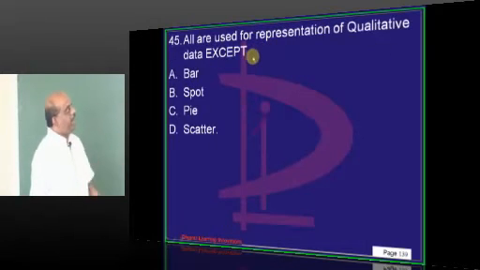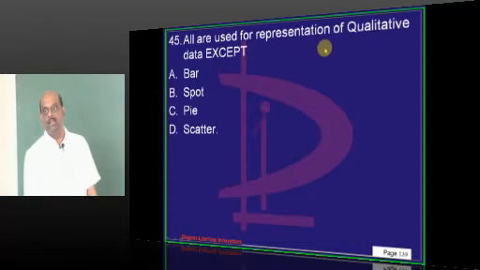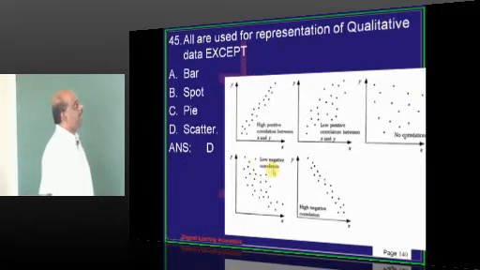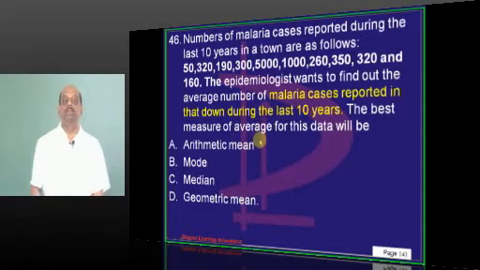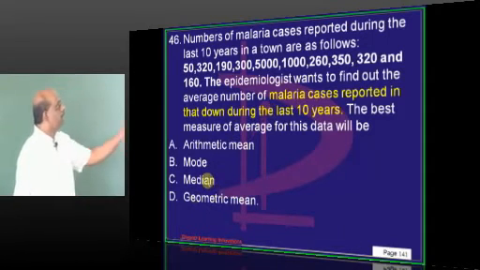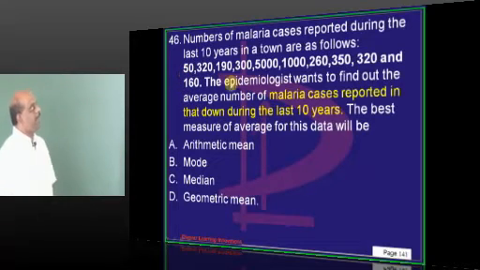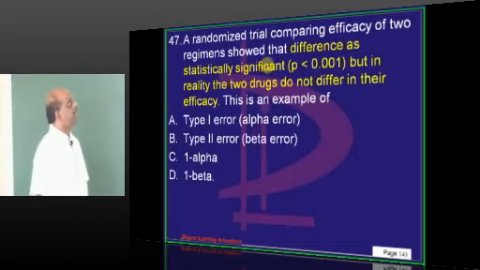Then qualitative data, which is the exception? Scatter. That's right, scatter diagram. Which method will you use here? Median. Why not mean? Extremes of values are there. One is getting only 50 marks, other is getting 5,000 marks.